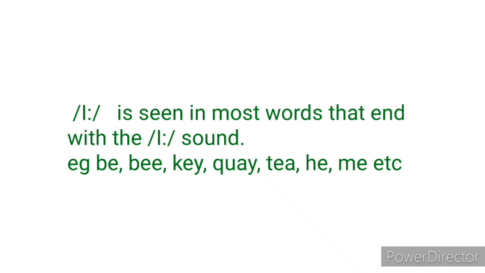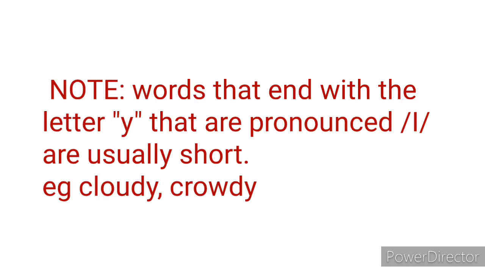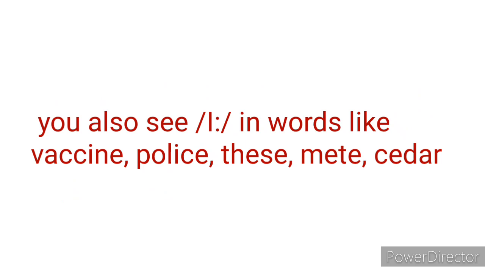Please note that whenever a word ends with Y, and that Y is being pronounced as E, it is not the long one but the short one. For example, the word cloudy. Words that end in Y that are being pronounced as E, just know that it's not the long one but the short E. You also see this sound in words like police, meat, vaccine, cedar.